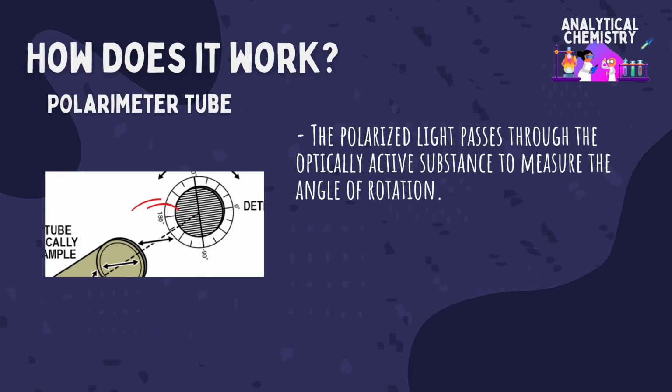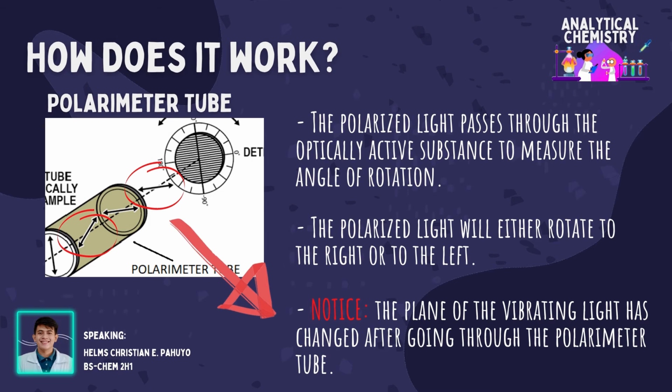Going back to our illustration, the optically active substance is contained in the polarimeter tube, and this causes the rotation of the plane of the polarized light. This polarized light will rotate either clockwise or anti-clockwise when it passes through chemical substances that are optically active. Notice that in our illustration, the plane of the vibrating light has changed after going through the polarimeter tube.